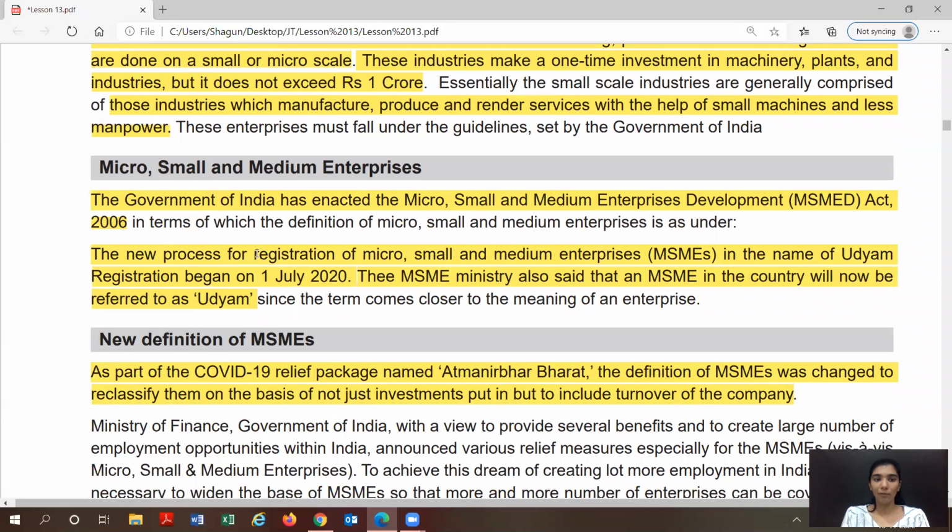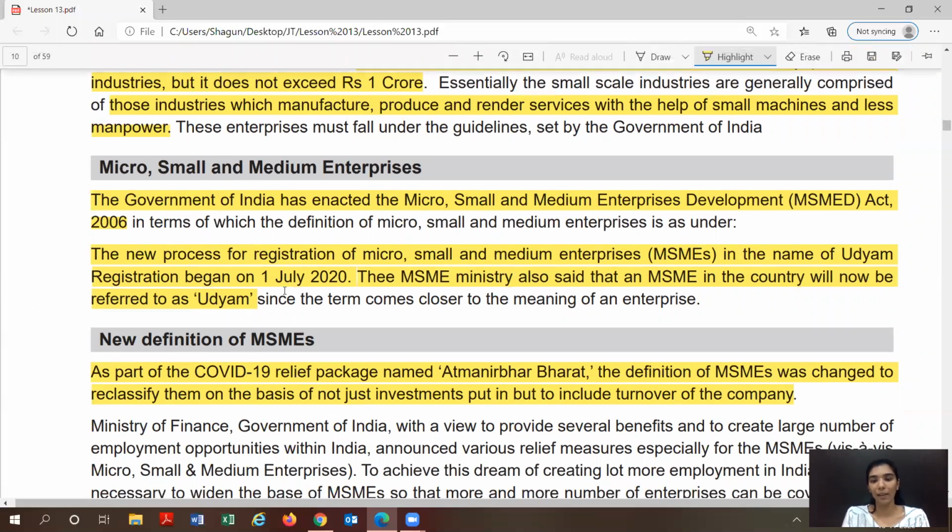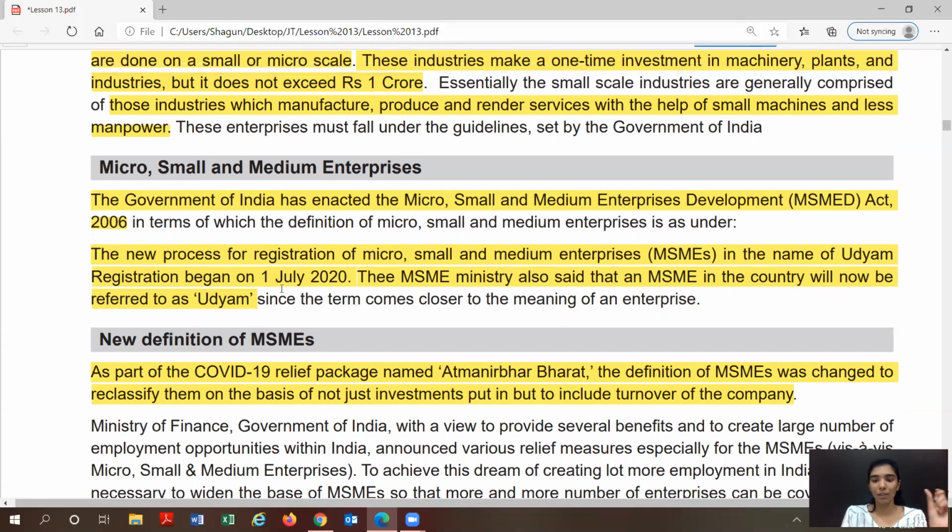The process for registration of MSMEs in the name of Udyam registration has begun. They have given this MSME registration the name Udyam Registration with effect from 1st July 2020.